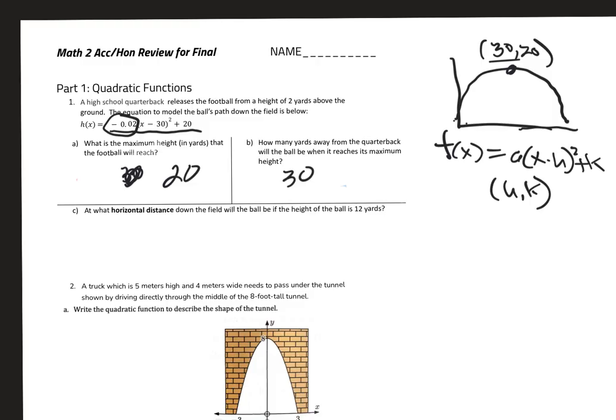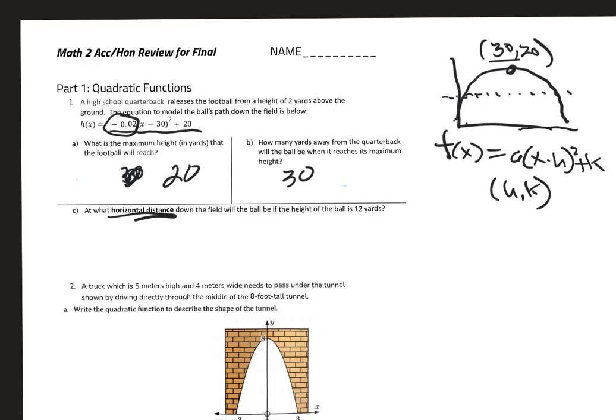The next thing we're asked is at what horizontal distance down the field will the ball be when the height is 12 yards? Well, if we say 12 is somewhere around here, what we can see is that that's going to happen at 2 points. It's going to happen on the way up to a height of 20 and on the way down. So that just signals you that you're going to need to find two solutions here. When you're working with the vertex form, I believe it is easiest just to keep it in this form and solve without expanding it and using the quadratic formula.